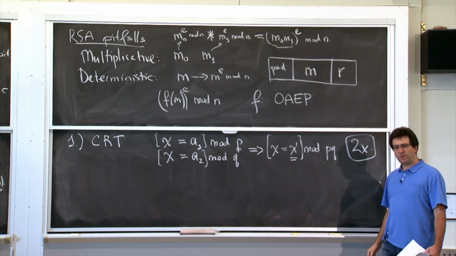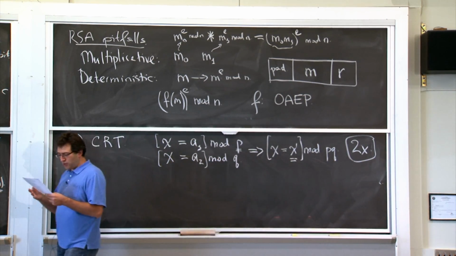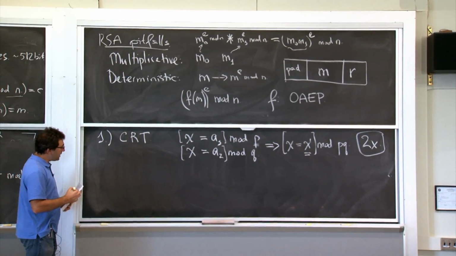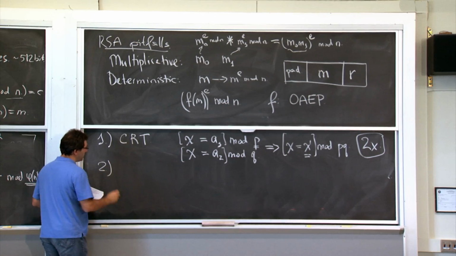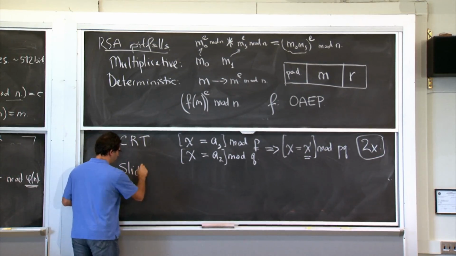That makes sense, roughly? All right. So that's the first optimization that most people use. The second thing that most implementations do is a technique called sliding windows.